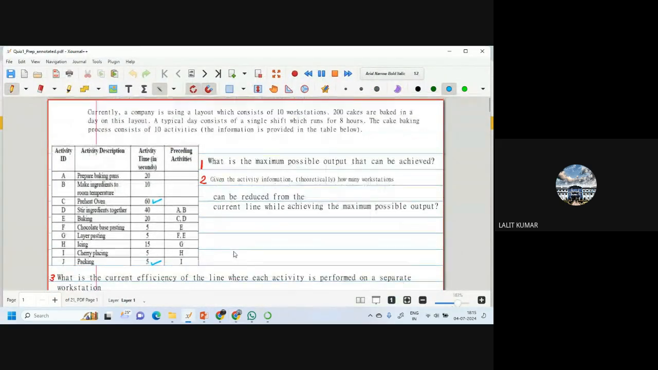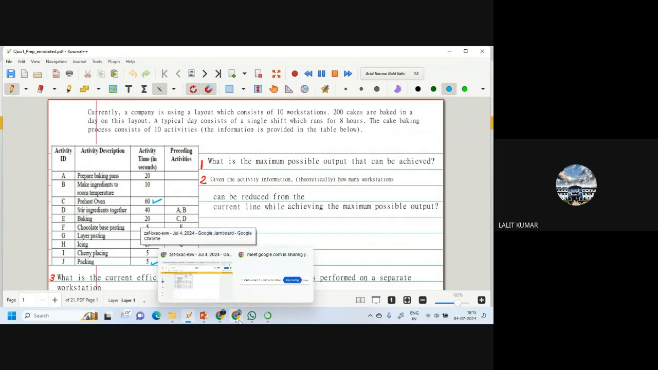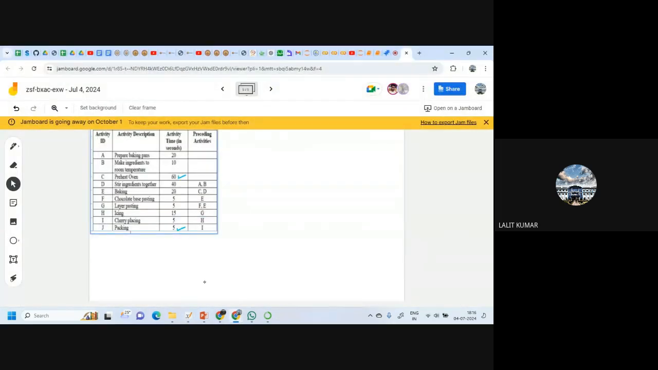In this question, they have given us 10 workstations, initially 200 cakes, and a shift of 8 hours. So the number of workstations is 10, present output is 200, and time is 8 hours.